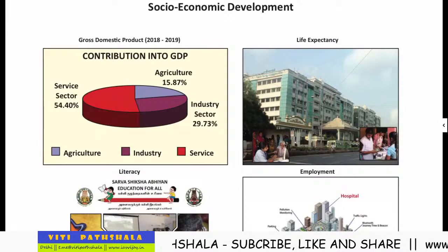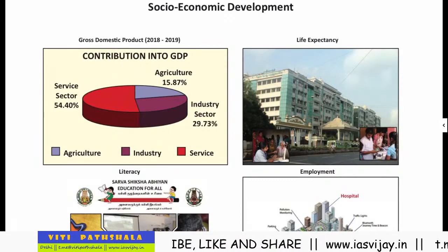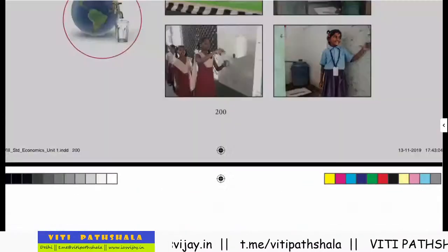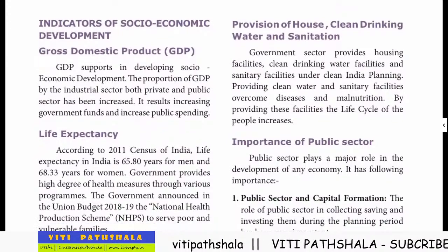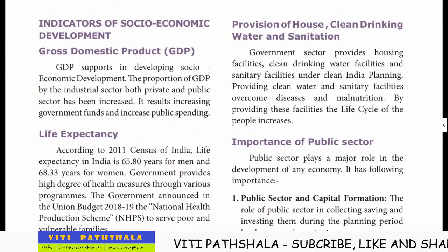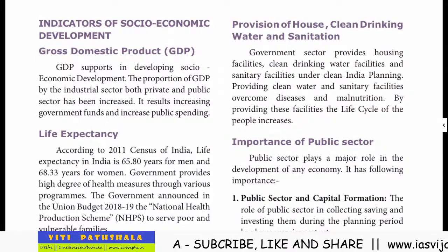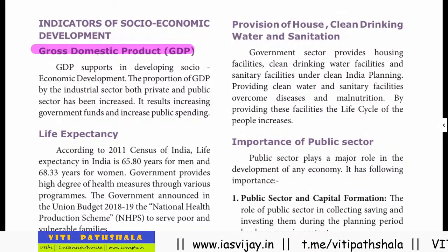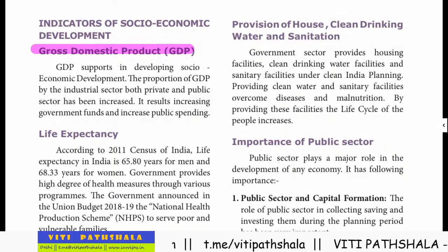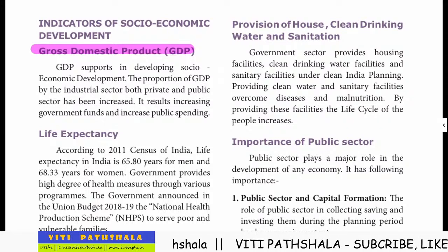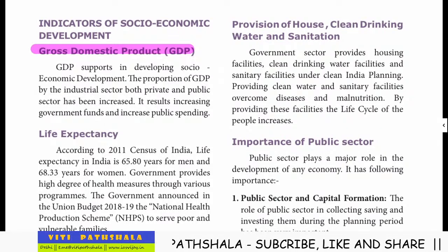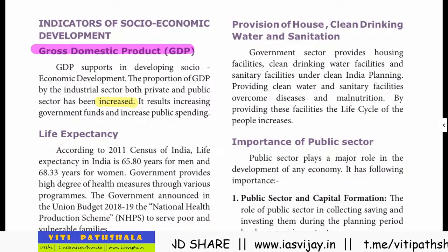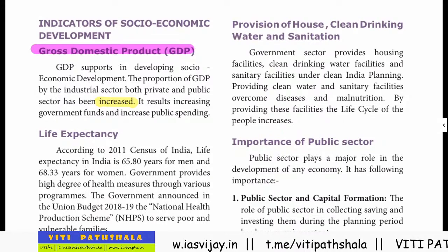Now, socio-economic development, the GDP, life expectancy, they have shown you the beautiful pictures through which you can analyze these things. Now, indicators of the socio-economic development के indicators क्या होते हैं? What are indicators? So first comes is your gross domestic product. Now, GDP supports in the developing the socio-economic development. Now, the proportion of the GDP by the industrial sector, both private and the public sector, इसको increase किया गया है. It has been increased. It results increasing government fund and the increasing the public spending.